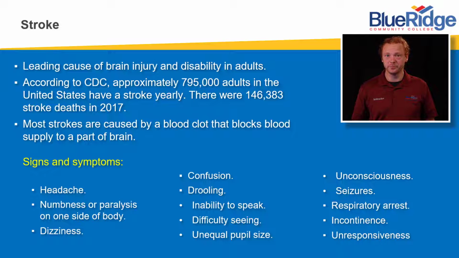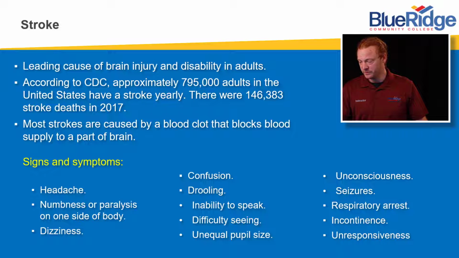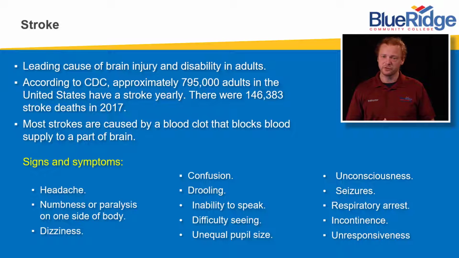So signs and symptoms of a stroke are many. We have headache, numbness or paralysis to one side of the body. There are some strokes that will cause paralysis to two sides. This is typically multiple clots on both sides of the brain. Also dizziness, confusion, drooling, inability to speak appropriately, difficulty seeing, unequal pupil size, unconsciousness, seizures, respiratory arrest, incontinence, and unresponsiveness.